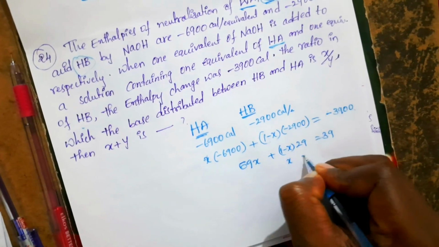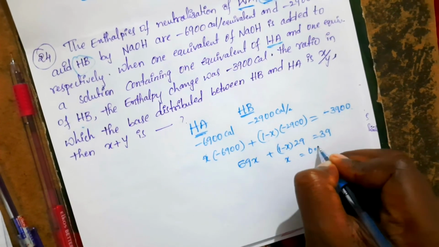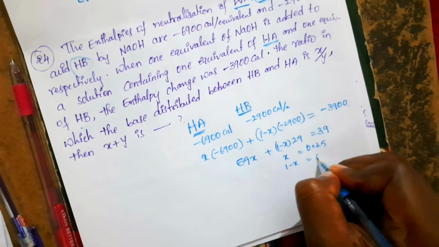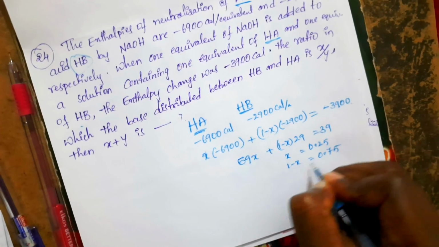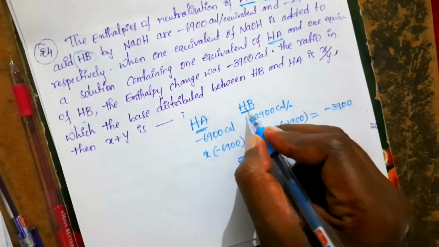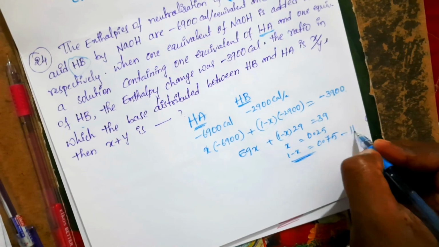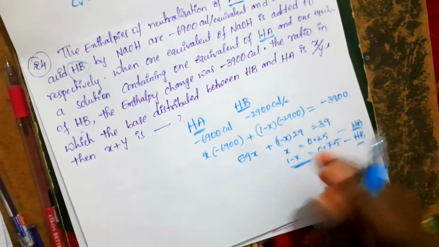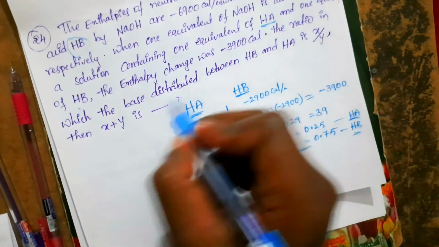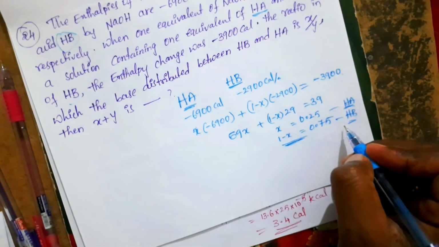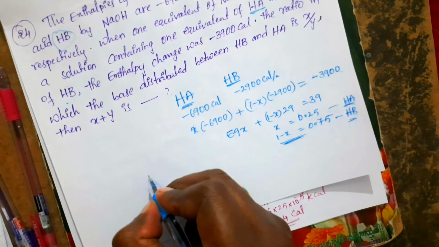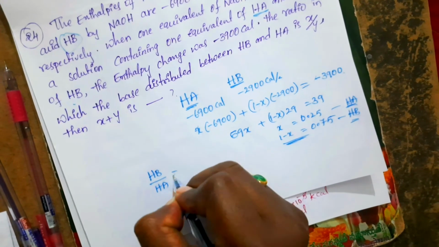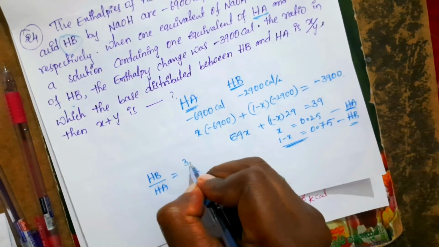X is equal to how much will you get? It is 0.25. So the 1 minus x value will be 0.75. 1 minus x is nothing but Hb, and x is Ha. Both are acids. What they are asking is the ratio in which the base is distributed between Hb and Ha. So the ratio of Hb by Ha: Hb is 0.75, which can be written as 3 by 4.